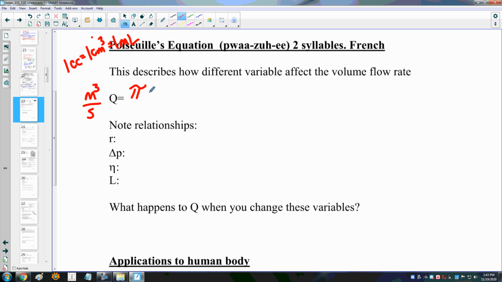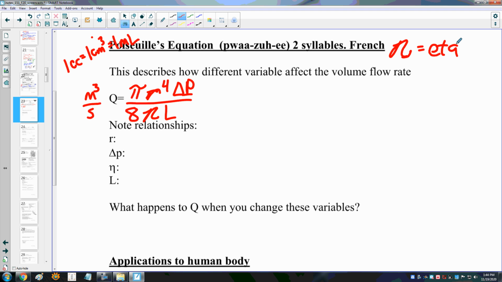So Q is equal to pi times r to the fourth. R is the radius. I'll draw a picture here in just a second. Times a change in pressure divided by 8 times eta times L. Let me write that up here. So it sort of looks like an N, but it has this extra little thing on the end. This is the Greek letter eta. I think we had a hurricane once called eta.